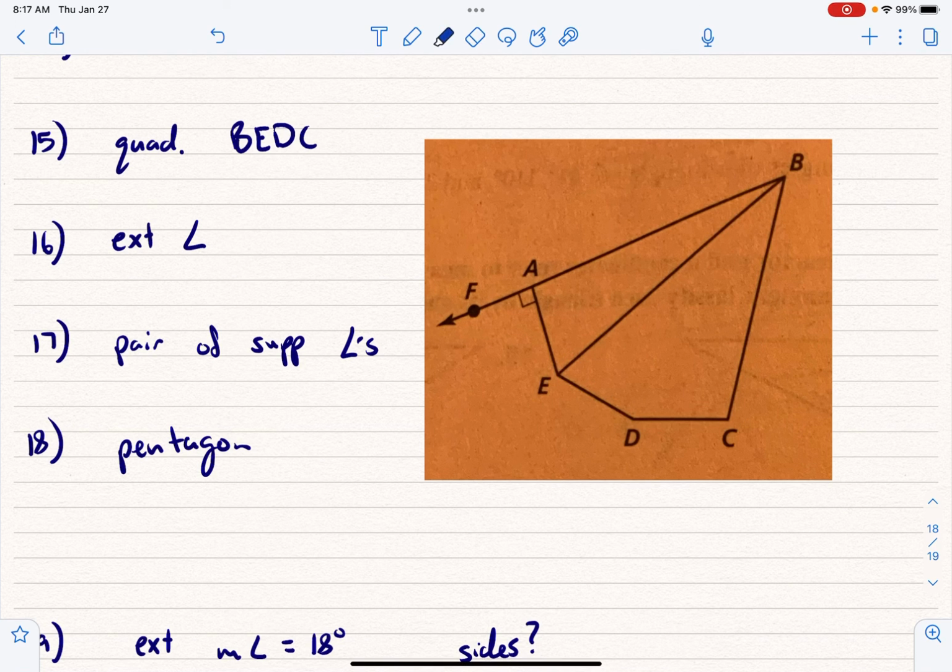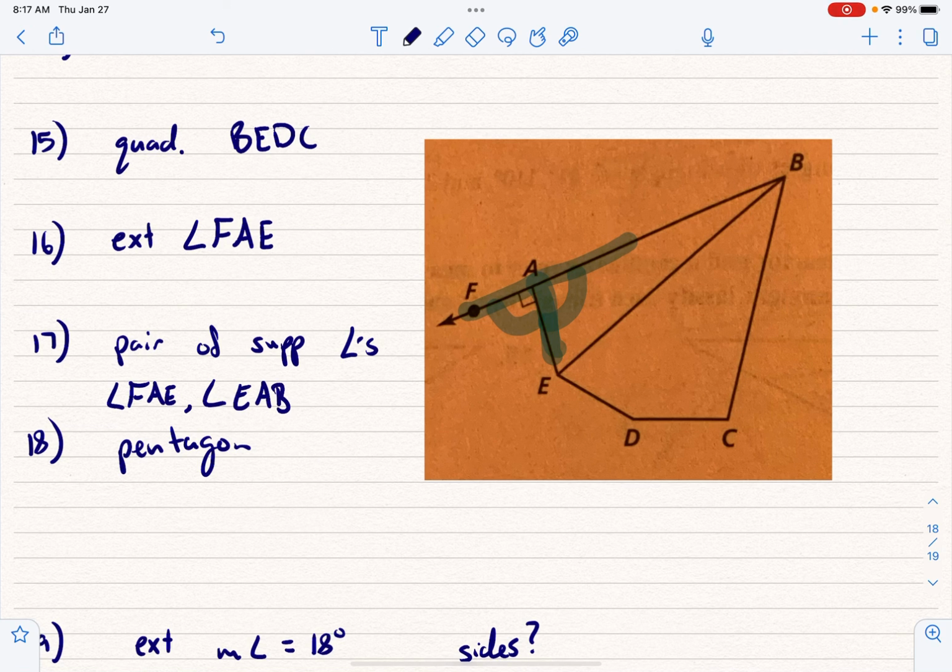Okay, then it asks for an exterior angle. I see an exterior angle right here. So you can't say angle A. There's too much going on in angle A. So I would say exterior angle FAE or EAF. Both of those are acceptable. Okay, and then a pair of supplementary angles. Well, this angle and this angle are supplementary. Those two back up to each other. So those would be my 2 supplementary angles, which would be angle FAE and angle EAB. That would be my pair of supplementary angles.